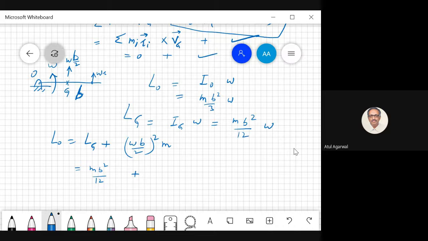Plus mass into velocity into the distance. Mass into velocity into the distance. Let us see. So you get m omega b square by 4.